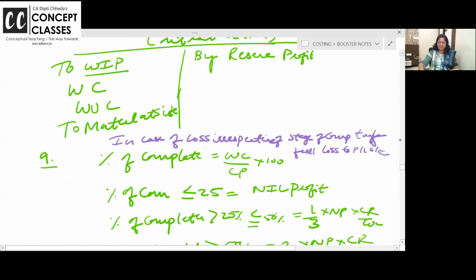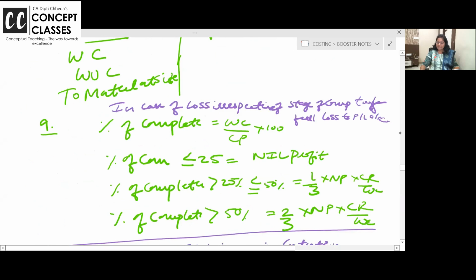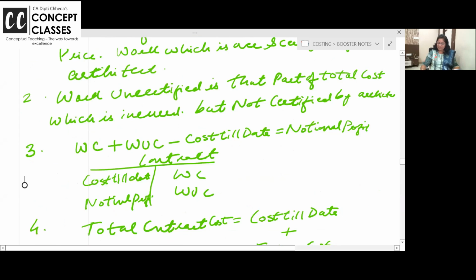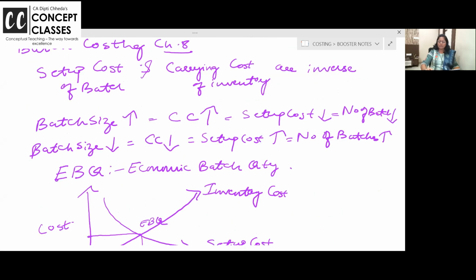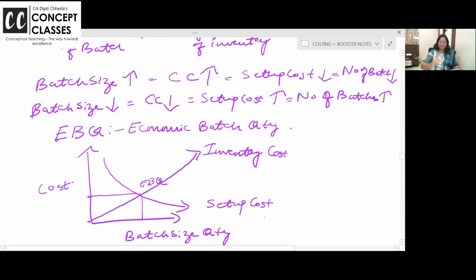Contract costing, when it comes, it definitely comes for 8 to 10 marks and is very scoring. Contract costing has a little accounts effect in it, what do you call it? Yeah, here it is. Setup cost and carrying cost are inverse. So if the batch size is more, the carrying cost is more, setup cost is low. If you reduce the batch size, carrying cost is low, setup cost is high. So you have to come at equilibrium.